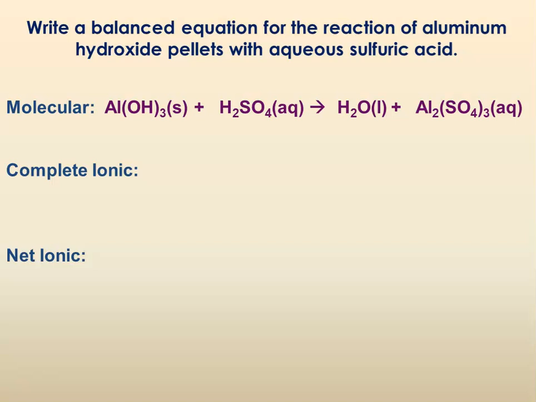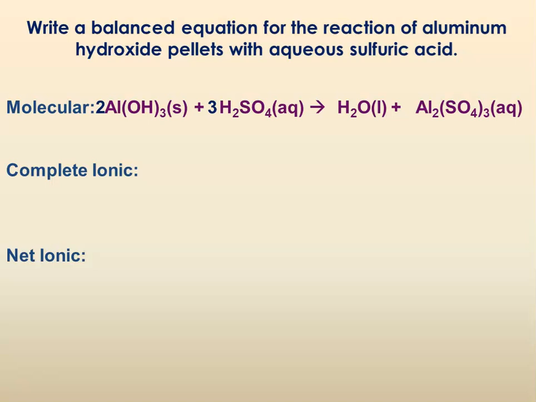To balance this, we need to get our aluminums in balance. We need a 2 in front of Al(OH)3. Again, I'm going to hold off on oxygen and hydrogen. I'm going to move over to sulfate. I see that I have 1 sulfate on the left and 3 on the right. So I'm going to put a 3 in front of H2SO4.